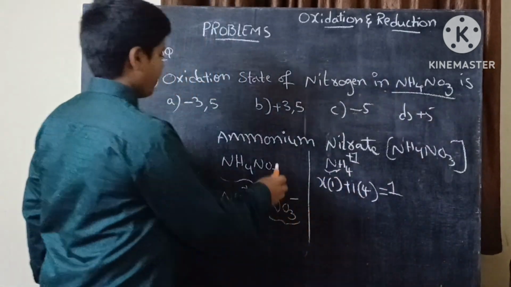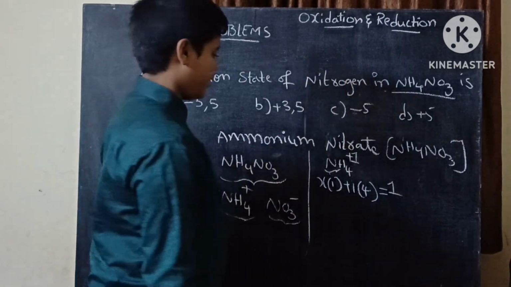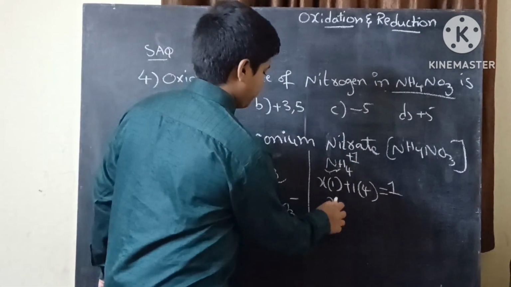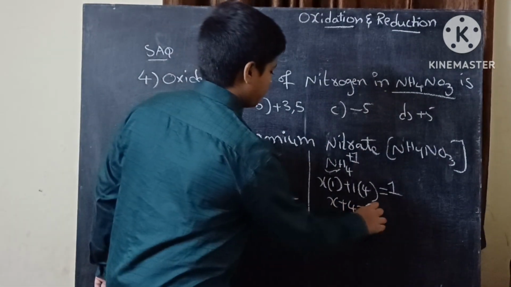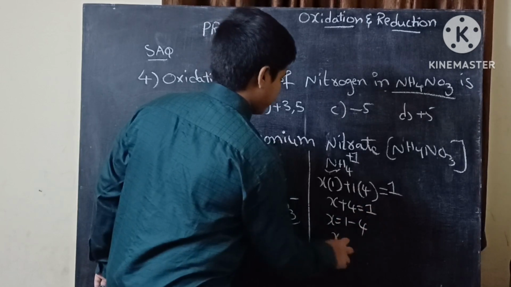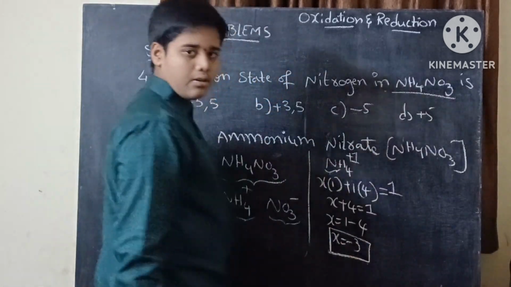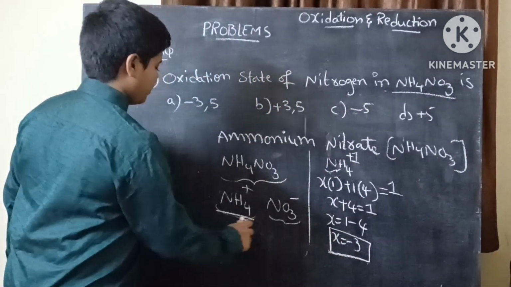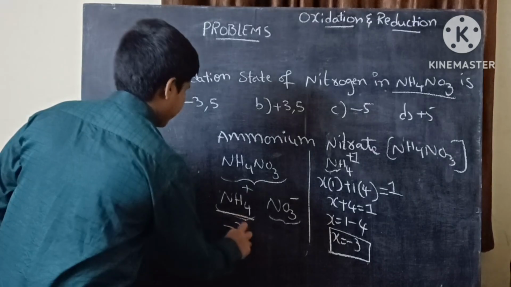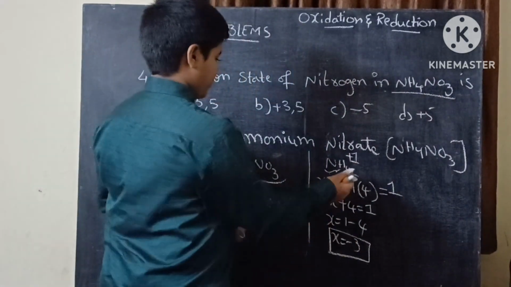In other compounds there is no charge, so we have to take it as 0. Okay. So here X plus 4 equals 1, X equals 1 minus 4, so X equals minus 3. Okay. So in this first ion, the nitrogen oxidation number is minus 3. And the next compound, I am writing this.